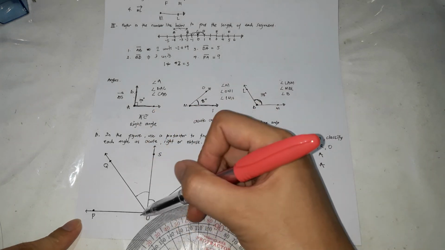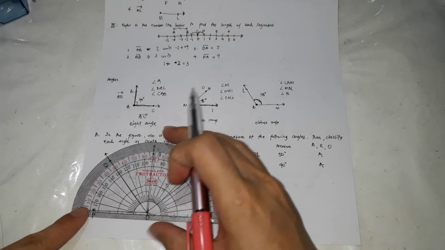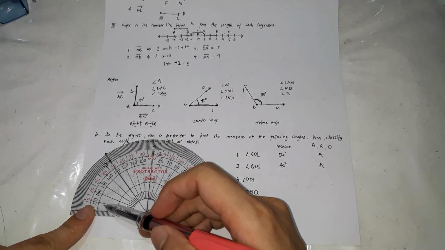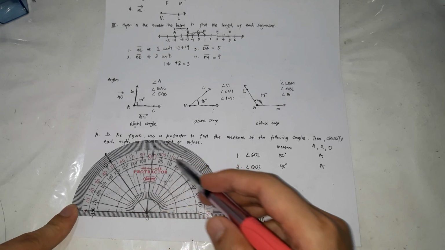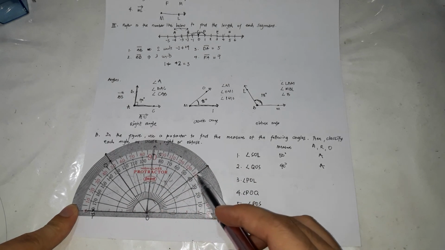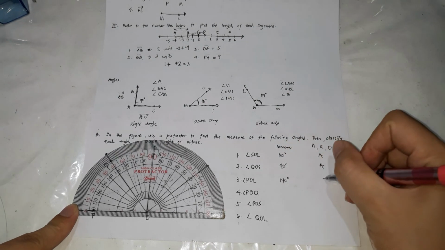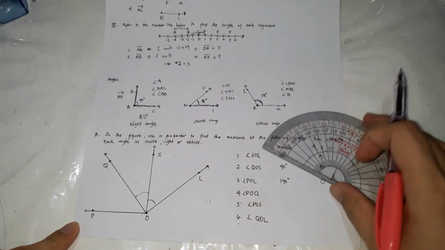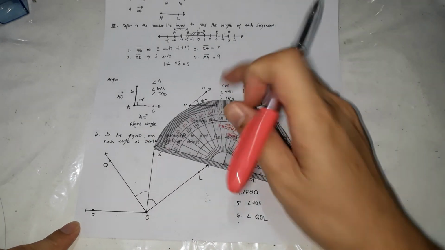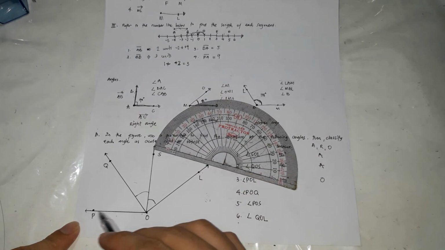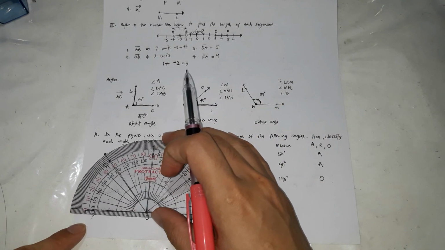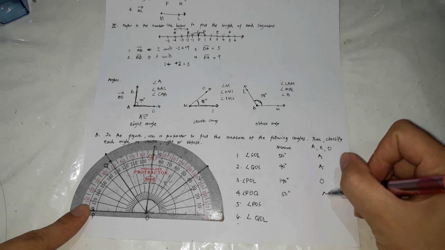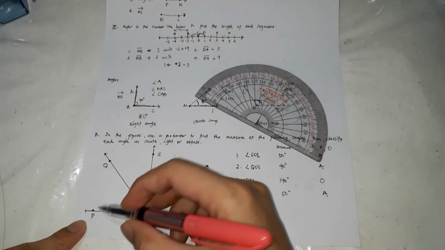Next, POL. So, it's clearly obtuse siya kasi mas malaki siya sa letter L. So red is in a 0. So 140. So it's 140 degrees, so it's an obtuse. POQ. So this is POQ. So itong tuldok dapat nandito. Tapos itong line nandito. Itong ray pala. So that's 50 degrees. That's an acute.